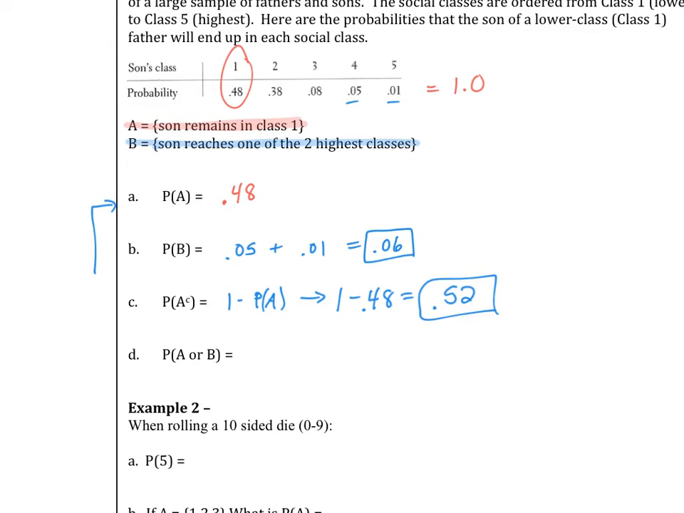And then part D is probability of A or B. So we just take the probability of A, which is 0.48, plus the probability of B, which is 0.06. So there's a 0.54 probability that the son will either stay in class 1 or go up to class 4 or 5.